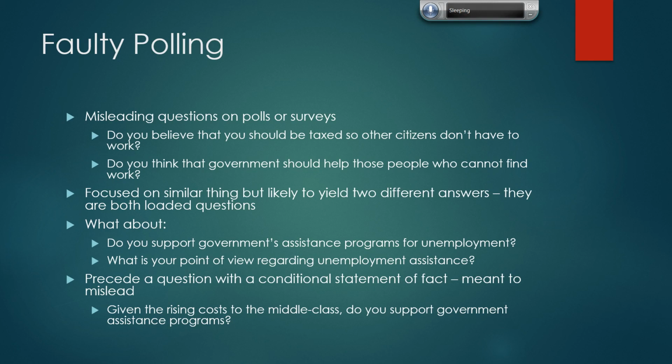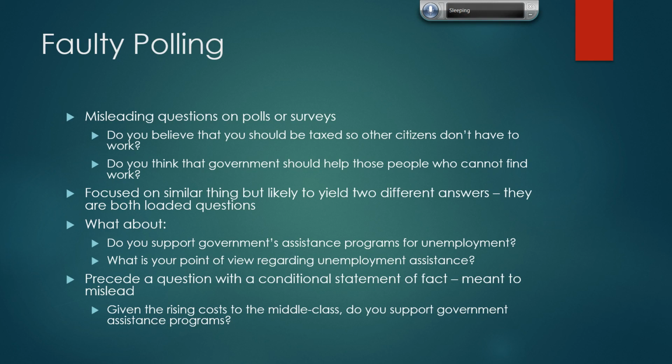And the first one is a loaded question because it's got the issue of the taxing there, right? It's not such a matter of whether or not the government should help people who can't find work. It's got this issue of should you be taxed, inferring that in fact the only way that the government can help people to find work is if they tax you to do it. So that, of course, is going to oftentimes be answered no, not because they don't believe that the government should help people find work, but they don't want to be taxed. So that is clearly a loaded question, and it's the kind of strategy that can be used in faulty polling.